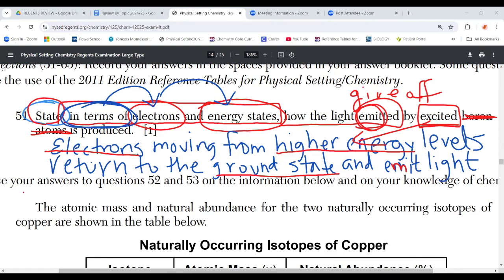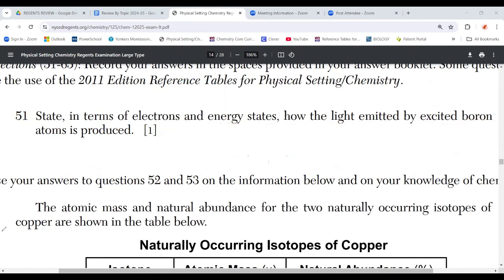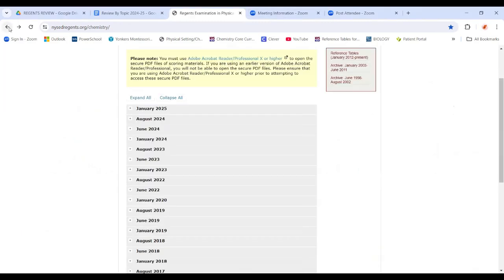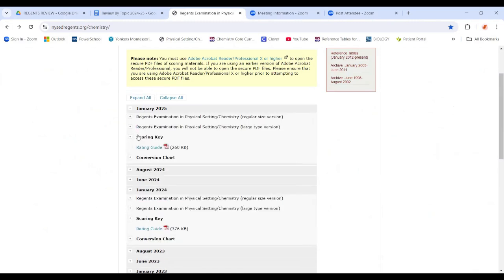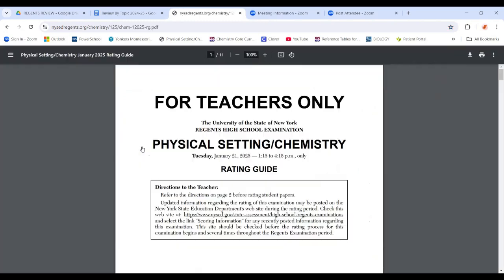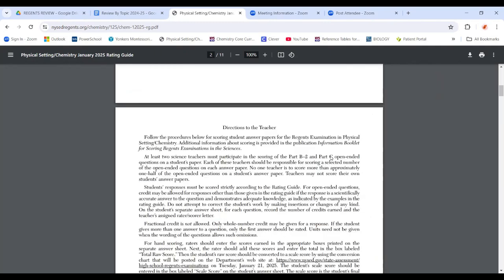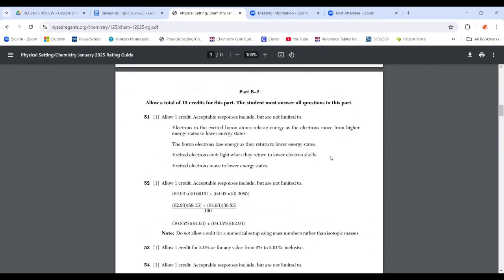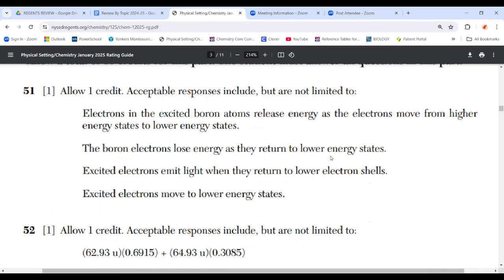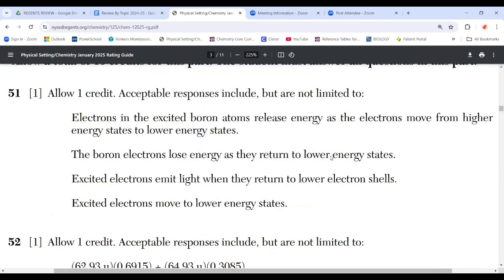So I do want to take a quick jump over to the answer key because I want to show you how to look at a part 2 question again. So we're on question 51. We are on January of 2025 right now. I want to look at the rating guide really quick because this is how you would check your answers if you were by yourself. And in the rating guide, what did they put for 51? And how could I see if my answer is right if I'm practicing this by myself?